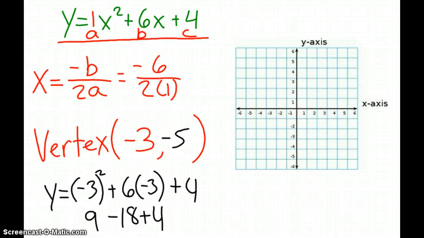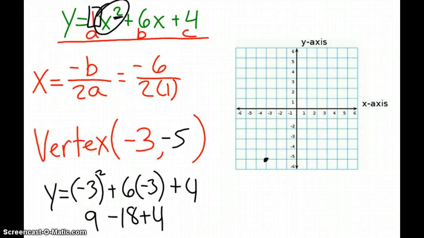So this shortcut allows me to find the x value of my vertex. Once I have my x value, I can plug that back into the equation to find my y value. And now I can graph, because I know my vertex is at negative 3, negative 5. From there, I recognize that it's a quadratic equation because it's x squared, and there's no multiplier in front. We have a 1 in front.